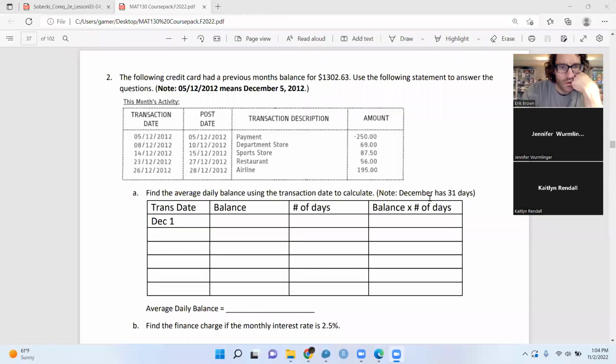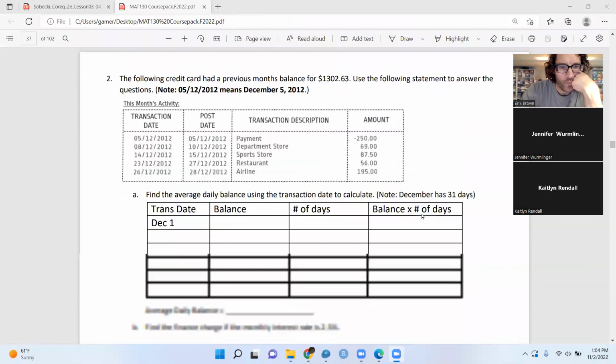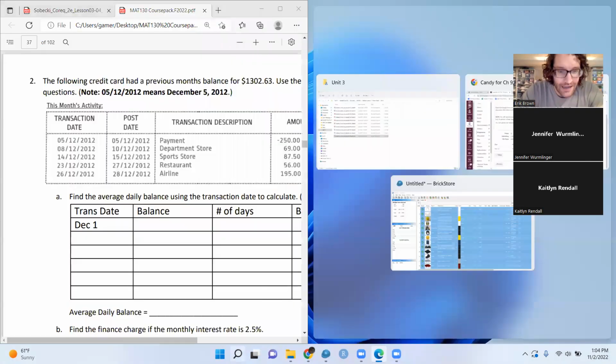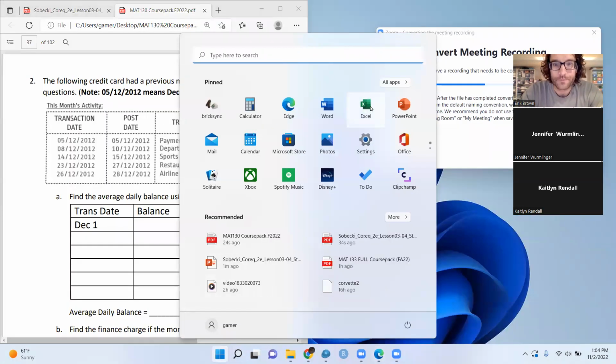Okay, so we're going to start with question two. Oh, of course, this one. Yes. So I'm going to do this whole thing in Excel.